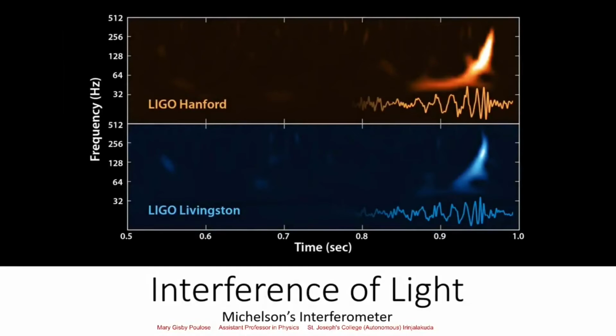Good day, students. Today, our topic of discussion is interference of light and an instrument that makes use of interference of light, that is Michelson's interferometer. It is a very important instrument that has been in use for several decades. Now, the picture shown here shows an important discovery made using this Michelson's interferometer. Try to identify this. We shall come to it at the end of this session.